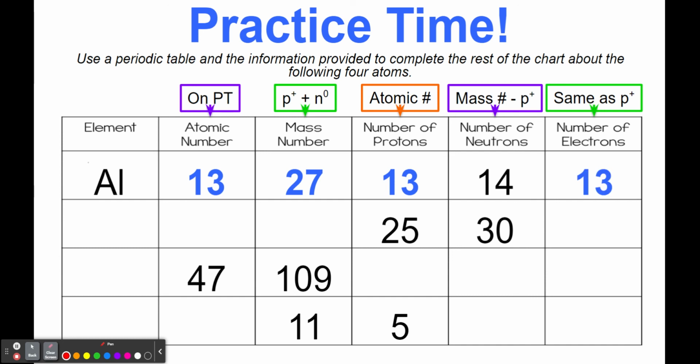And if we wanted to make this notation complete, we'd write the mass number, 27, up and to the left of aluminum. We could even write the atomic number down here if we wanted, 13. All right, so that's our isotope we just found all the information on. Pretty straightforward and simple.